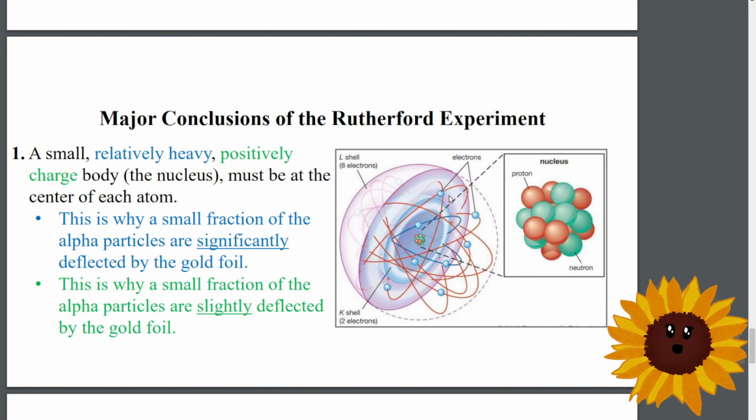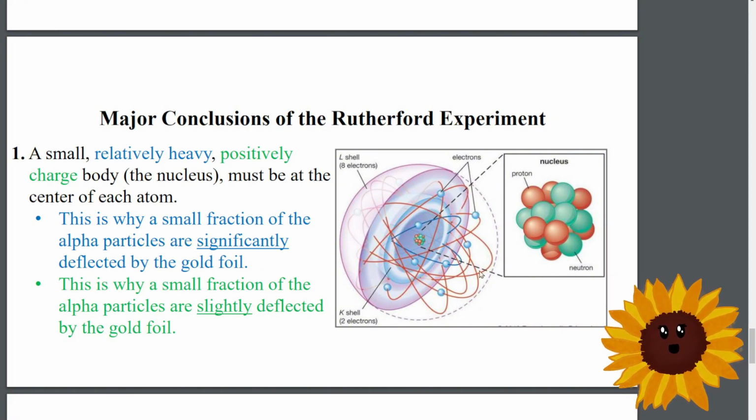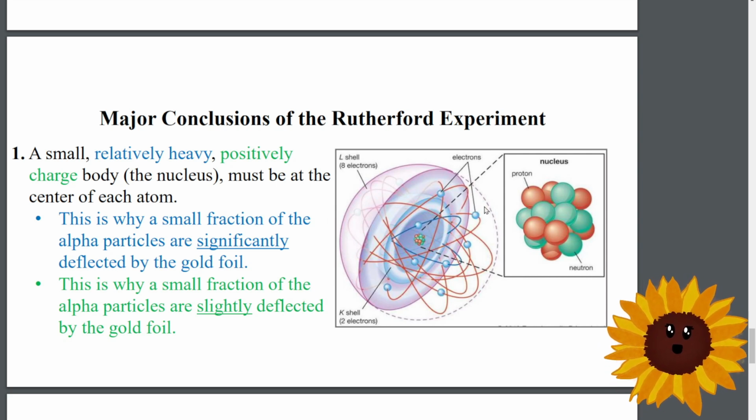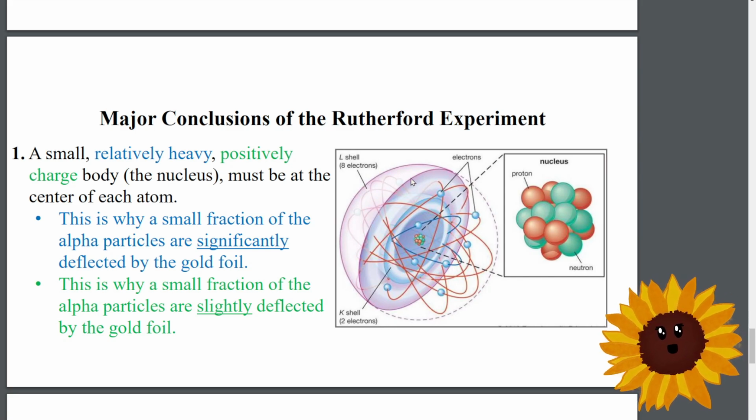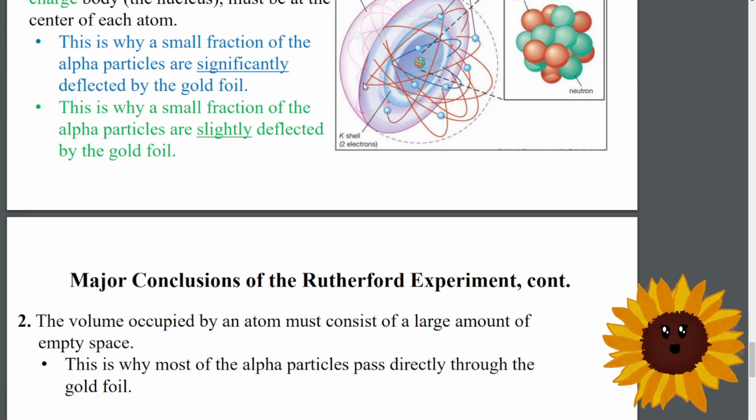And this is why a small fraction of the alpha particles, or those helium nuclei, are slightly deflected by the gold foil. So now this is kind of what they got an idea of, and this is a lot more accurate about what is actually happening. You got these shells of electrons around this positively charged nucleus. Don't worry too much about the electron shells. We will talk about those later.